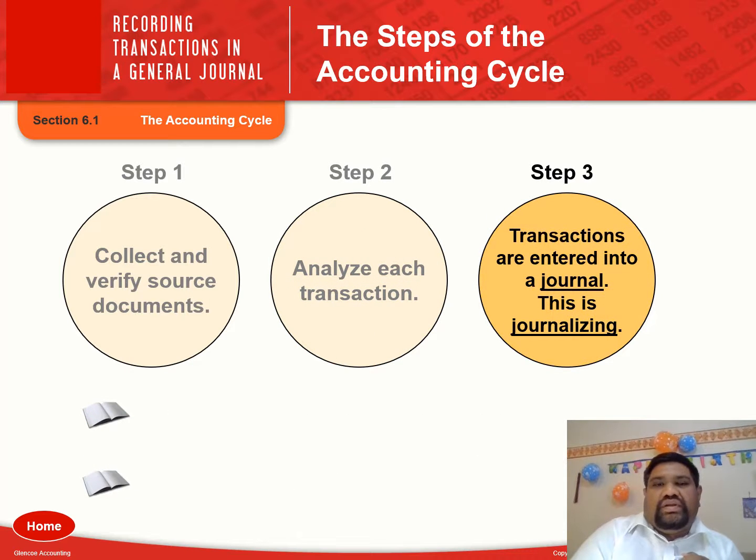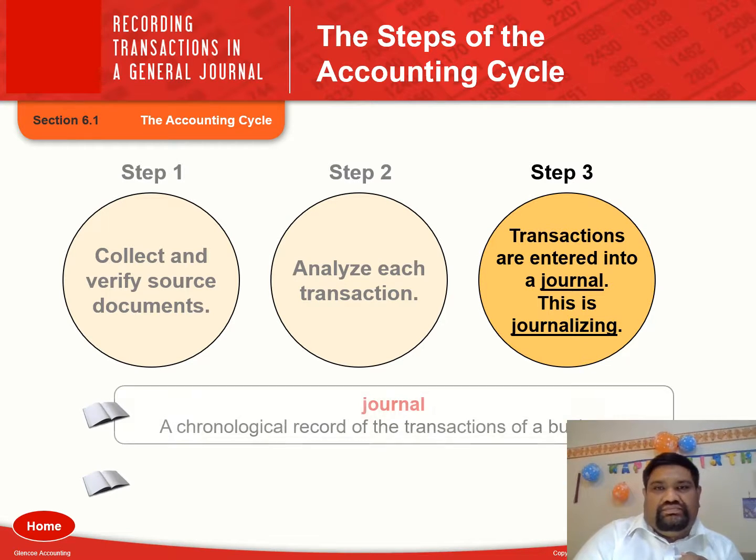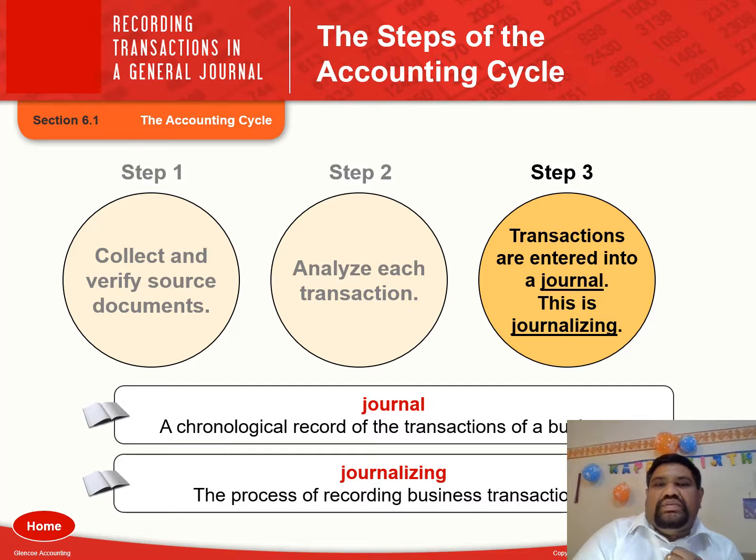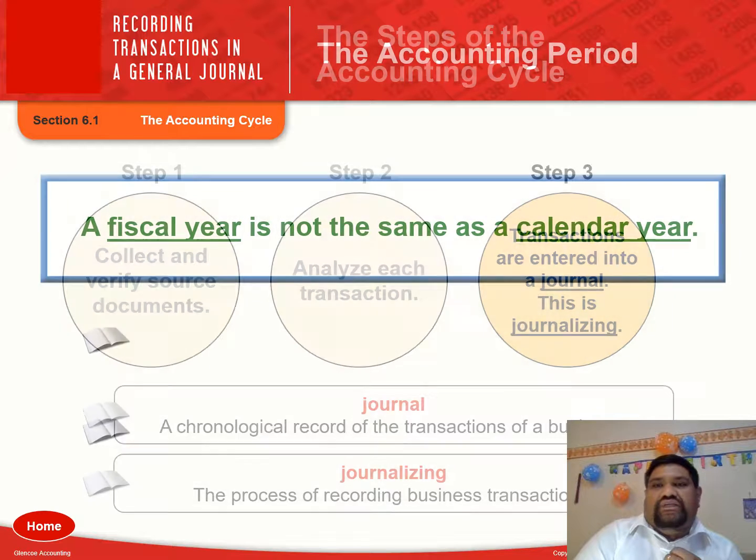The next step in our accounting cycle is transactions are entered into the journal. This is known as journalizing. A journal is a chronological order of transactions of a business. Chronological order means one by one, that means according to step 1, step 2, step 3, step 4. Remember this word, chronological order. It is a technical term we have to use. Then journalizing means the process of recording transactions into books of account.